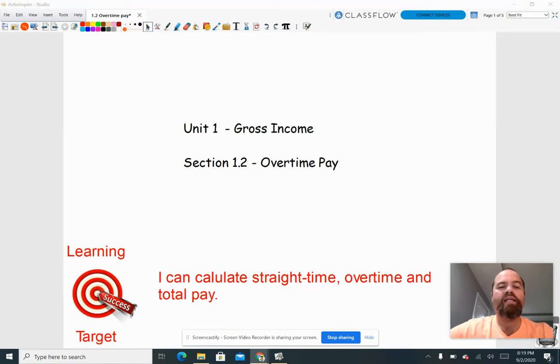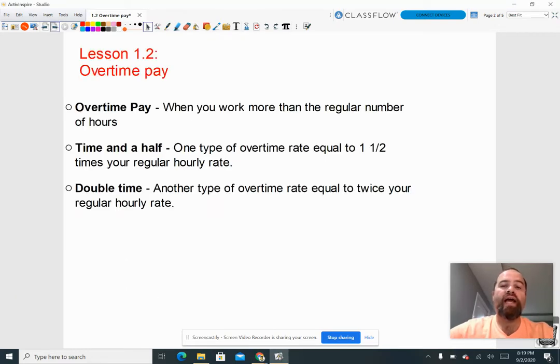But the idea is once you work, say 40 hours, and you go in on a Saturday that you weren't normally scheduled to work, they have to pay you more than they normally would. And the way they calculate that is based off of an overtime rate. That is basically a multiplier for your current straight time pay. So the two different types that we're going to talk about are time and a half and double time. It is literally that.